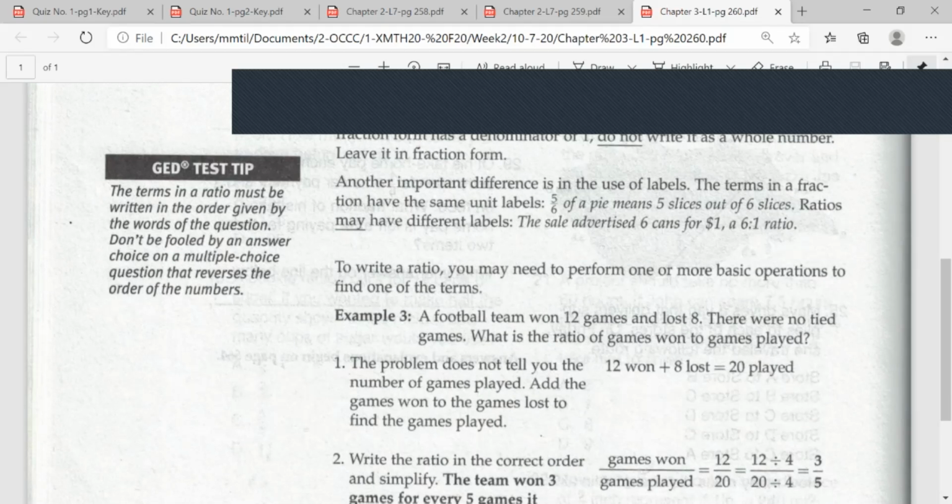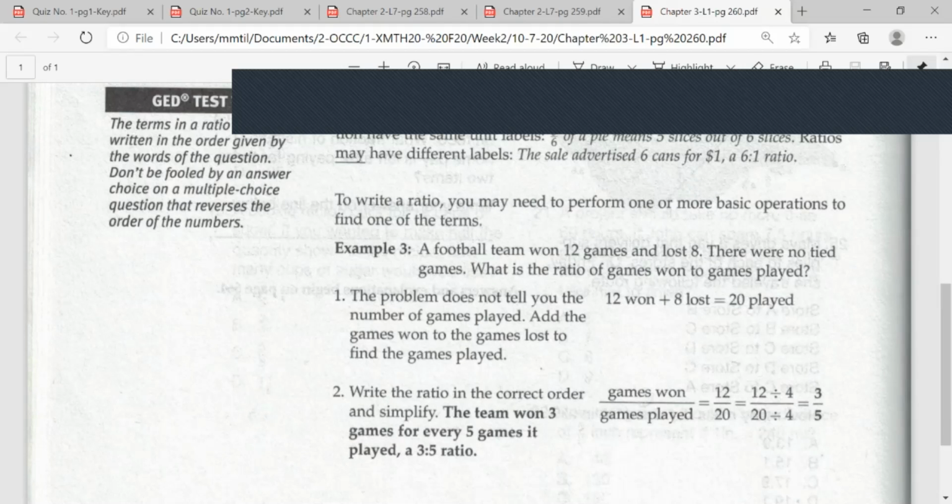Let's look at number 3. To write a ratio, you may need to perform one or some basic operations before you can do that. A football team wins 12 games and loses 8. That's a lot of games in a season. But anyway, there were no tied games. What's the ratio of games won to games played?